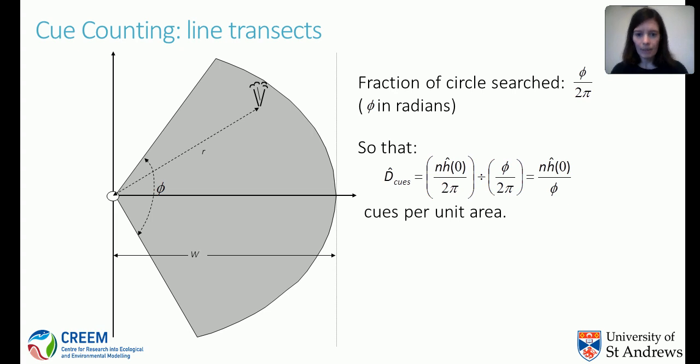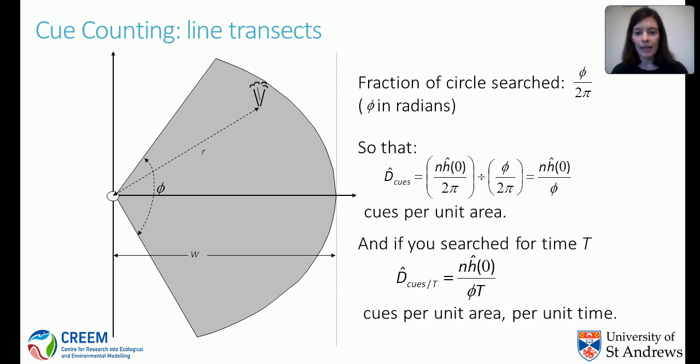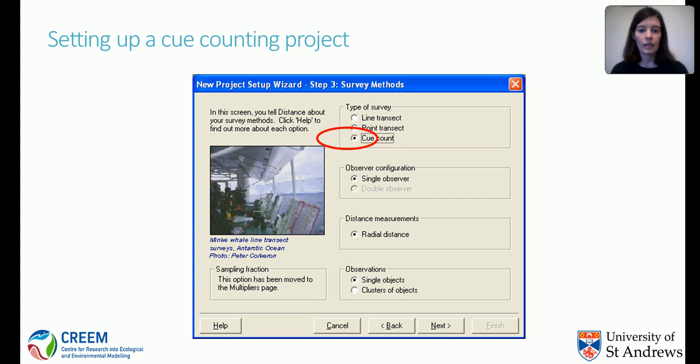So we can use this estimator to get the density of cues per unit area, and again we searched over time, so we can incorporate the time element into our estimator, which gives us the number of cues per unit area per unit time. And in Distance you can set up a dedicated cue counting project, and you can actually select that that's what you're wanting to analyse.